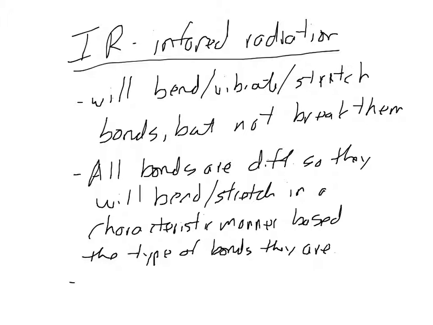Right? So it tells us functional groups. This tells us the functional groups based on how the bonds interact with the infrared light. There are no reactions, just an interaction. No bonds are breaking, we're just stretching and bending bonds.